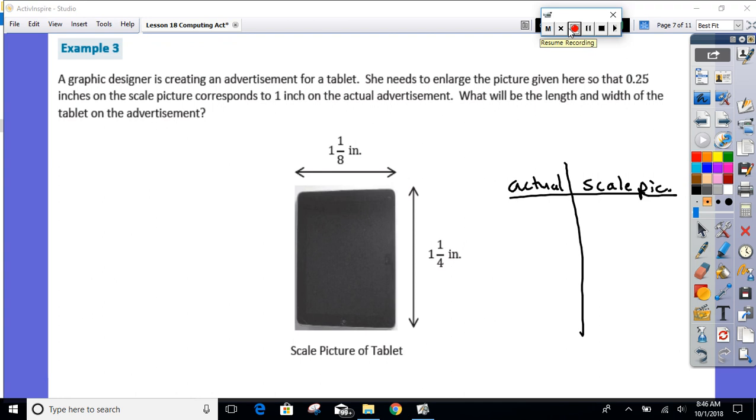Okay, let's start to go over this. So first of all, the first thing we should put in our table is the information that we have about the scale of the scale drawing. Allie, what would I put in for actual and scale picture here?